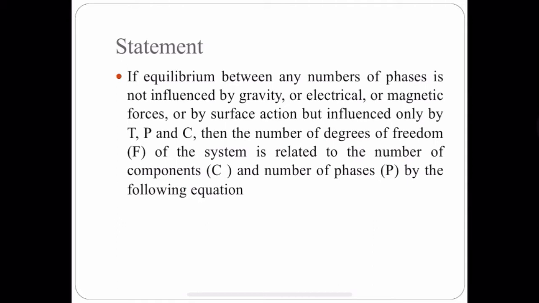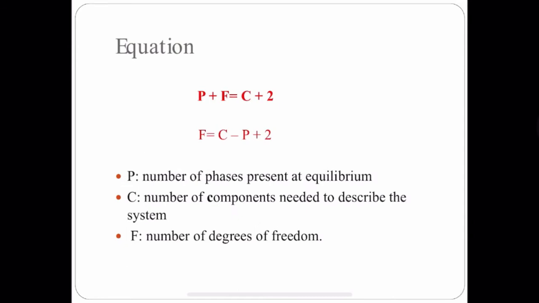Let's see the equation: P plus F is equal to C plus 2. So what we want is the degree of freedom. So F is equal to C minus P plus 2, where, as you all know, P is the number of phases present at equilibrium. C is the number of components needed to describe the system. That means whether this is a one component system or a two component system, right? F is the number of degrees of freedom.